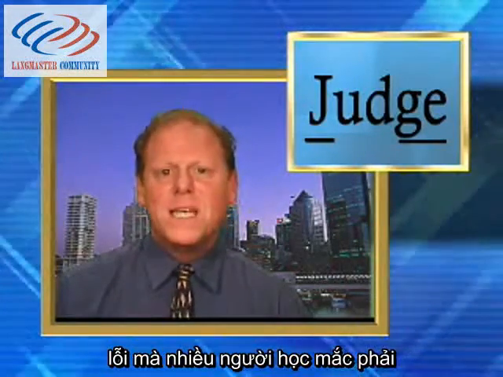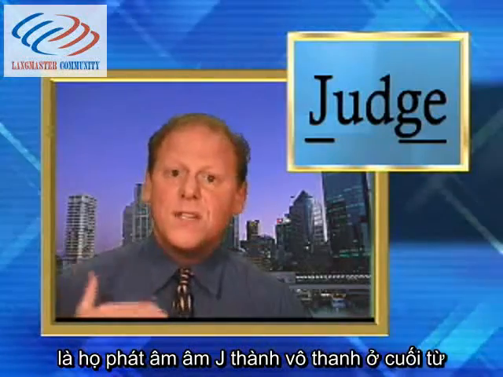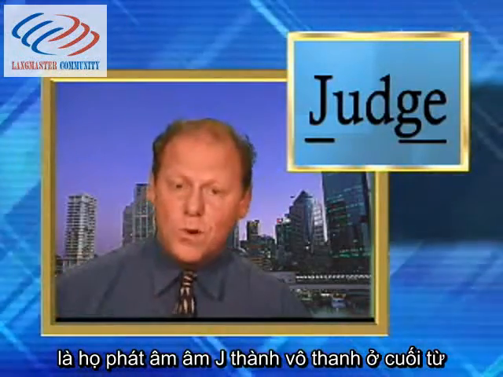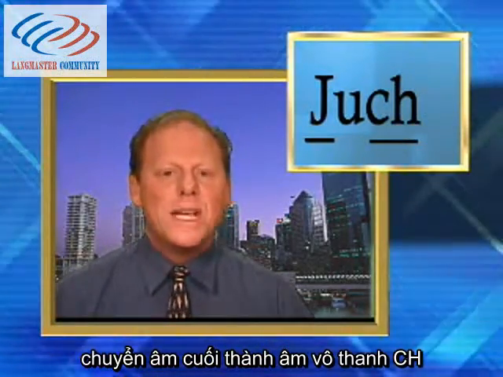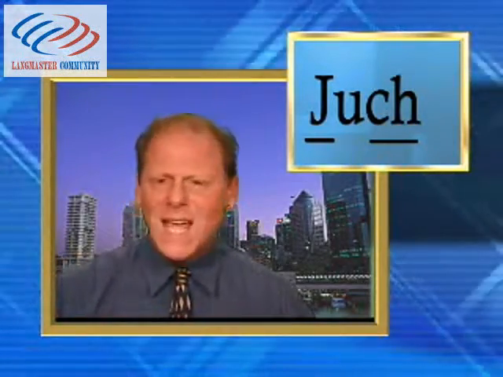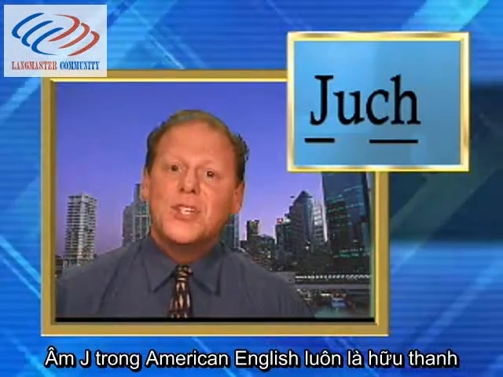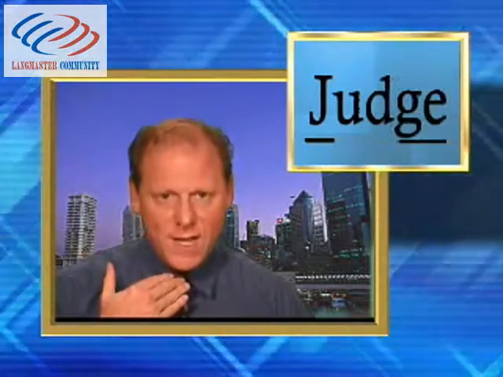Judge. Now, the mistake that many foreign speakers make is that they unvoice the J sound at the end of a word. So, for example, many foreign speakers would pronounce the word judge as judge, turning that last sound into an unvoiced CH. Judge. And that is not right. The J sound in American English is always voiced. J, j, judge, like that.